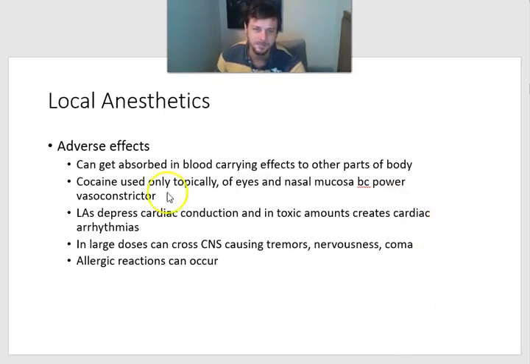A lot of your local anesthetics are going to depress the cardiac conduction, and so they can cause arrhythmias whenever you have toxic amounts of them. So when you have more local anesthetic than you should, it can cause cardiac arrhythmias. But lidocaine can actually be used to treat arrhythmias in more mild doses because it is a depressor of cardiac conduction. So it can help balance out that arrhythmia.